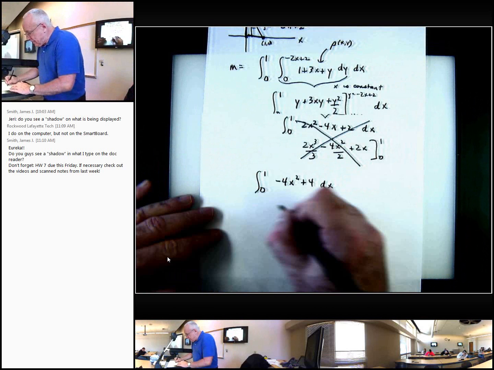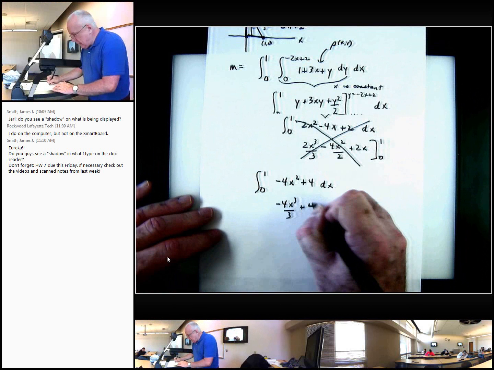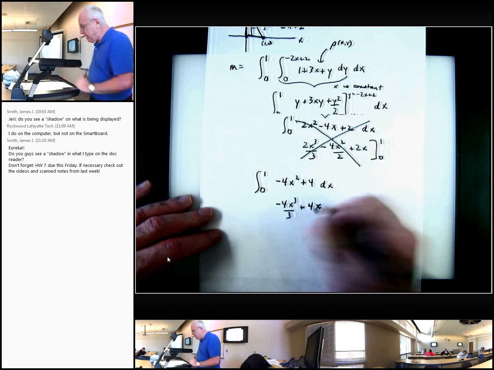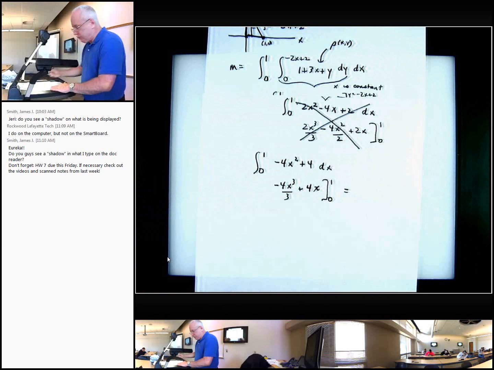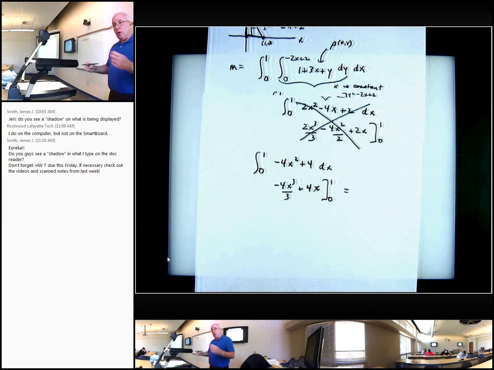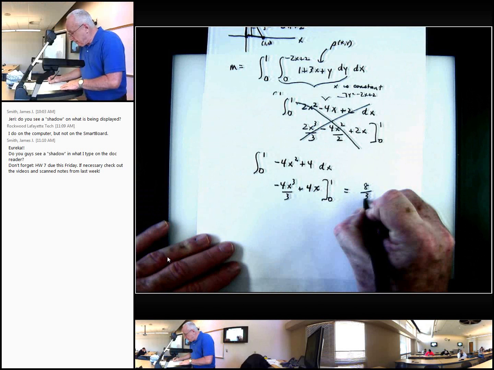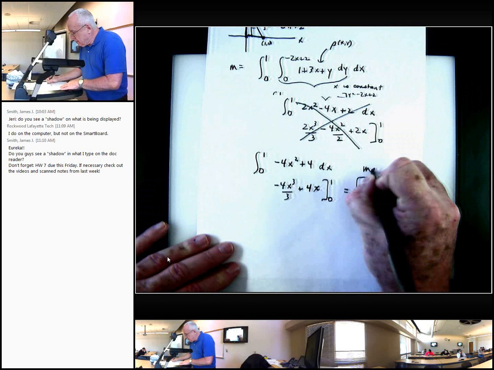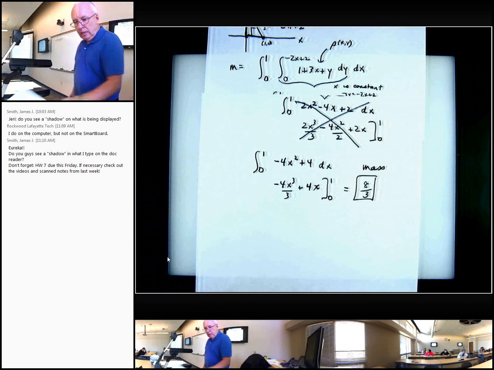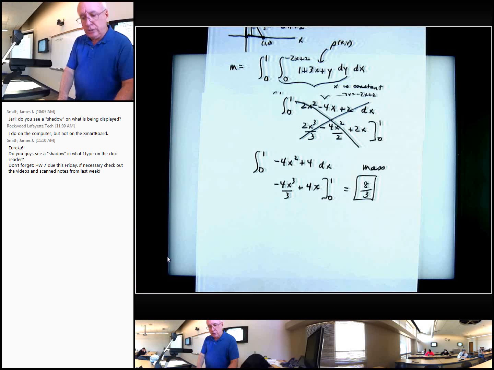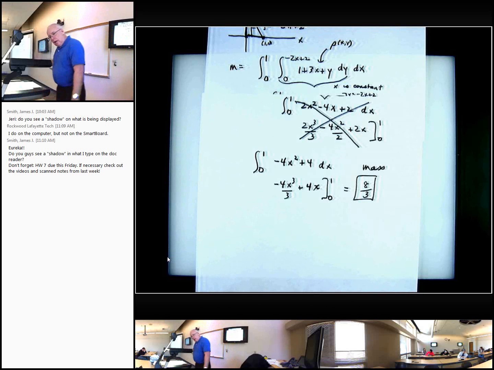Now we do the antiderivative: minus 4x to the third over 3, and then for the 4, we tack on an x there, and then do our evaluation from 0 to 1. What we're going to obtain is the number 8 over 3. This is the mass of the lamina. I'm just going to do one of these because we only have 5 minutes to spare here.